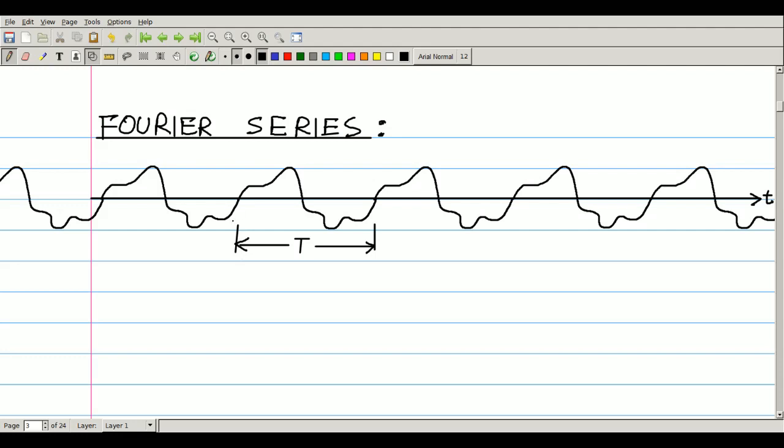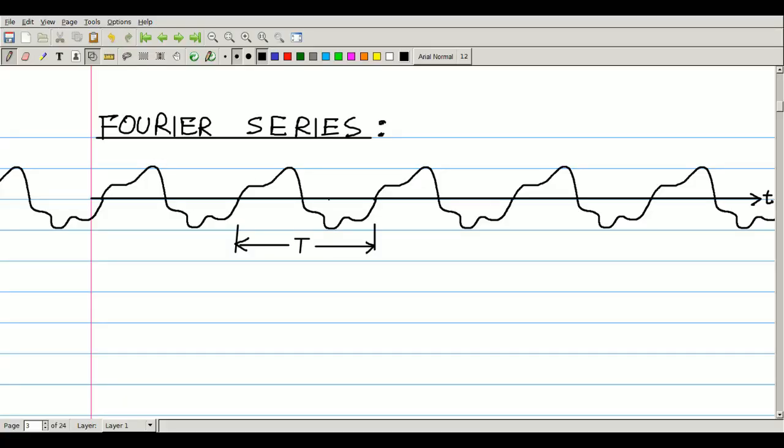Mathematics tells us that any arbitrary periodic signal like this can be created just by mixing sine and cosine signals of different frequencies with different amounts. This is analogous to the fact that light of any arbitrary color can be produced just by mixing 3 primary colors, red, green and blue.